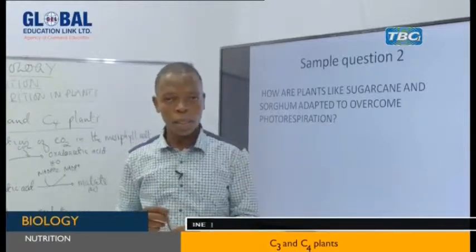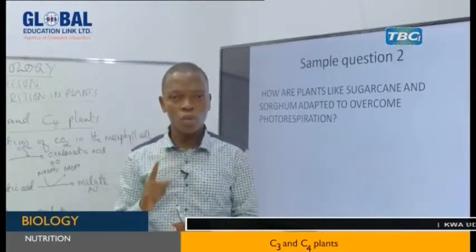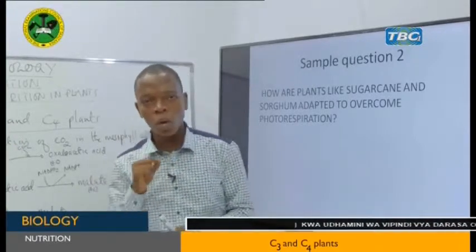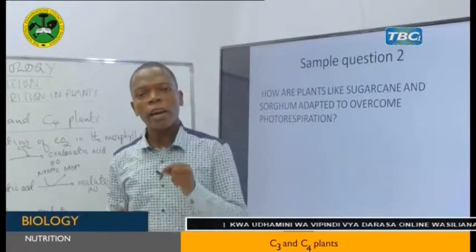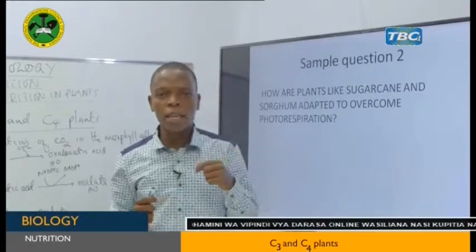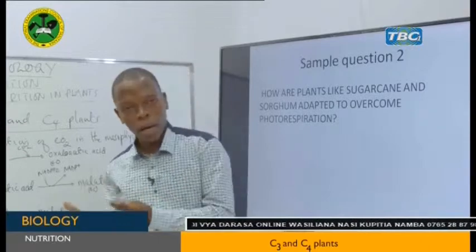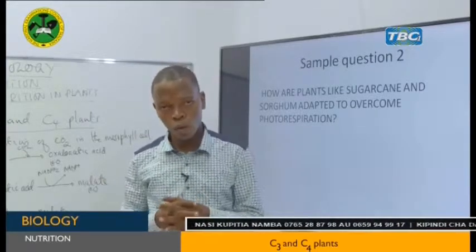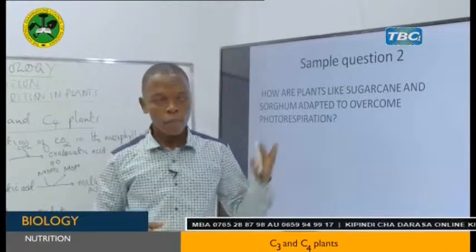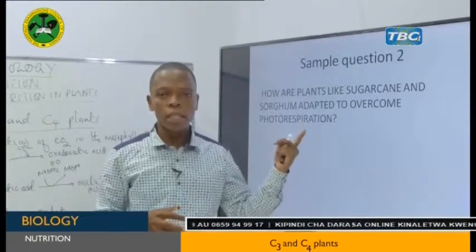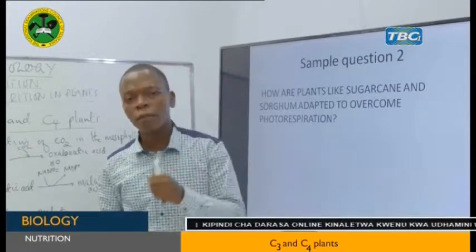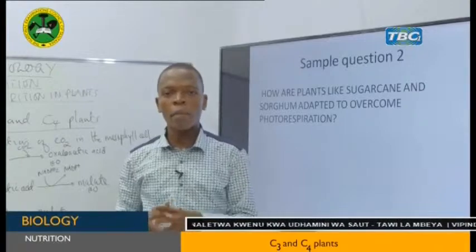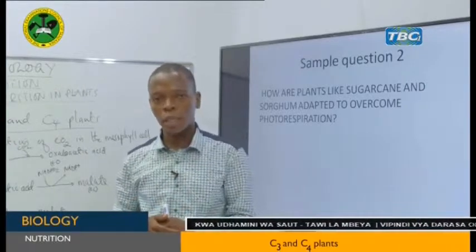For the response to this question, first you need to know whether sugarcane and sorghum are C3 plants or C4 plants. After knowing that, you can answer how these plants are adapted to the process of photorespiration. As I told you, these two plants, sorghum and sugarcane, are C4 plants. Therefore, how is a C4 plant adapted to overcome the process of photorespiration?